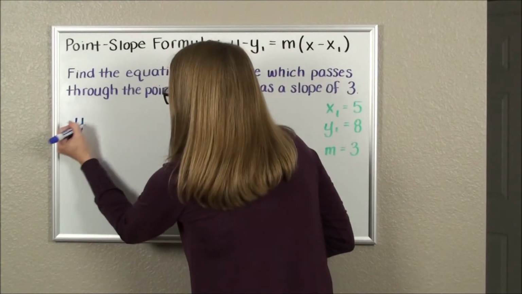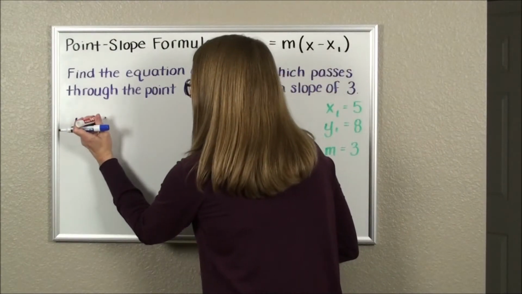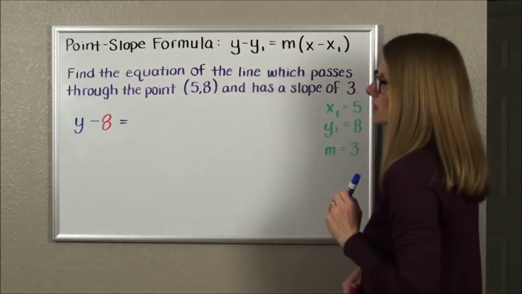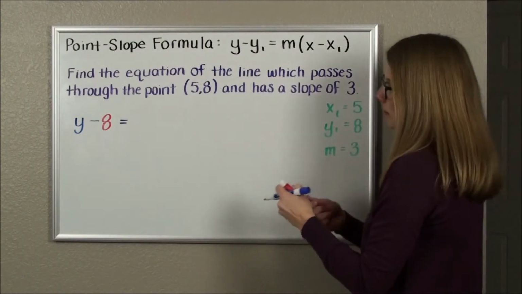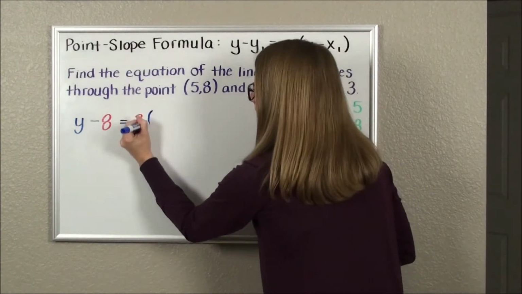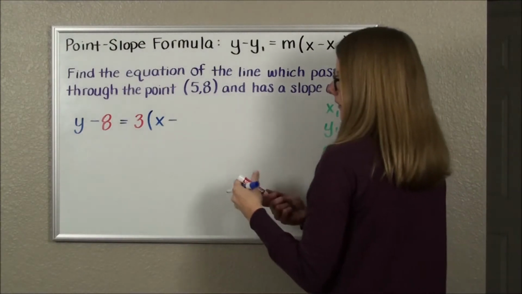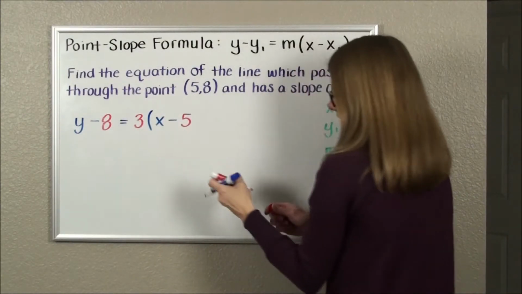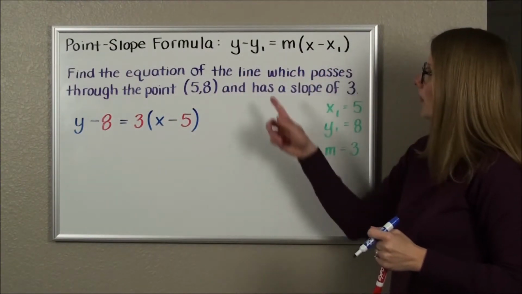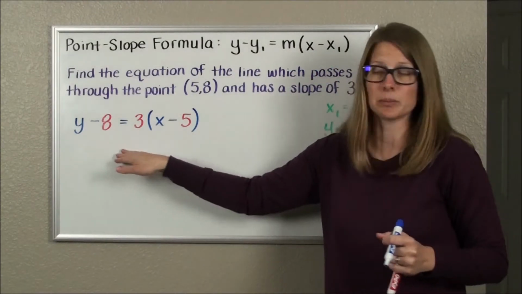So I have y minus, and then where I have the y sub 1, that's the y coordinate of my point, which is 8. And I'll make it a different color just so we can see where the substitution is happening. Equals, and then m is 3. And then I have parentheses, x minus, and then I have x sub 1, which was the x coordinate of our point, which was 5. So this is just me copying the point-slope formula, but where I had those special symbols which represented information I was given about the line, I just plugged that in.